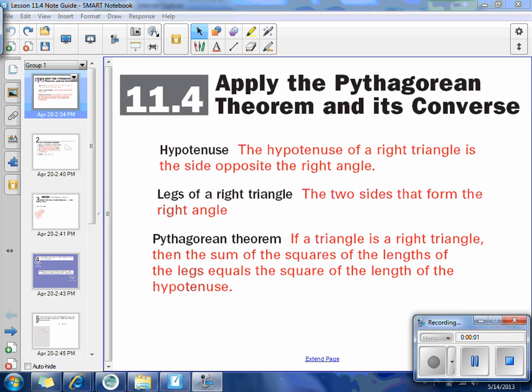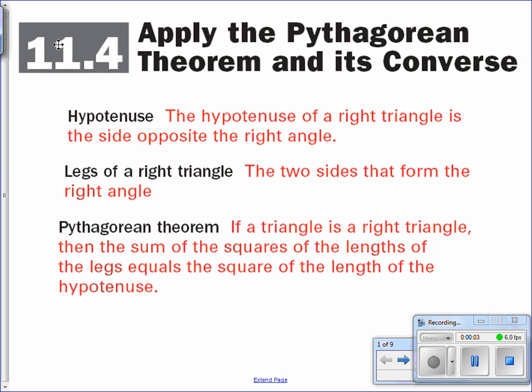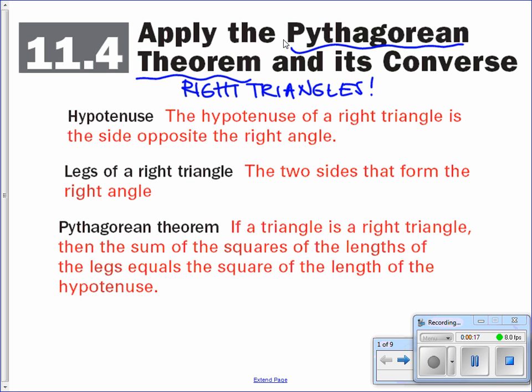Okay, this is 11.4. This is the Pythagorean theorem. The Pythagorean theorem only works for right triangles. So you are only going to work with, that's supposed to be an L. You're only going to work with right triangles today. There are 3 sides to a right triangle. Two sides make up the right angle that creates the right triangle.